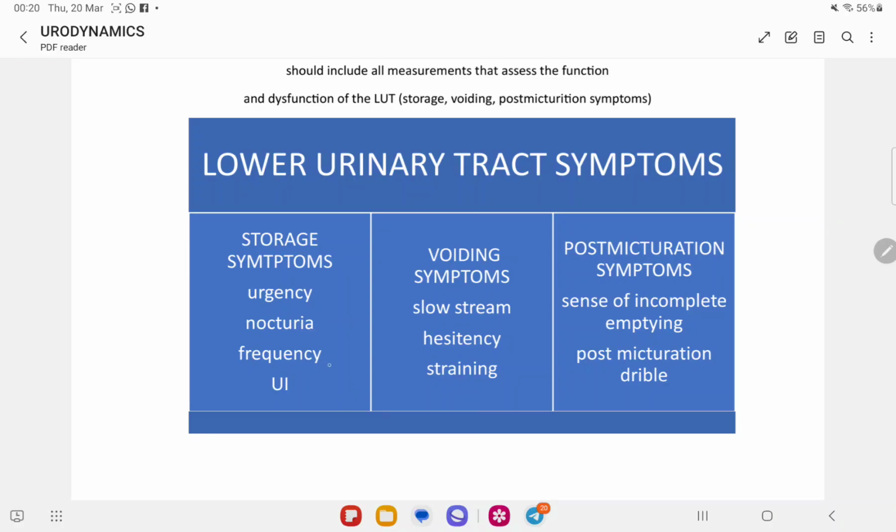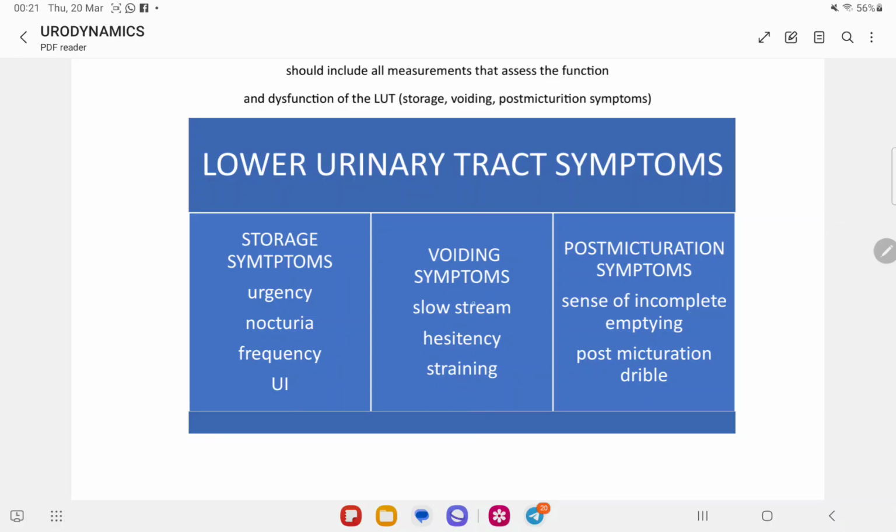All these are your history points also, okay? Frequency: you have to ask your patient if she is passing urine more than 8 times per day, then it is a frequency. If more than 1 time at night, then it is also a frequency. Urge incontinence or urinary incontinence could be stress, urge, or mixed incontinence. It means that the patient has the urgency to pass urine, but there is involuntary leakage of urine and she is not able to control her urine.